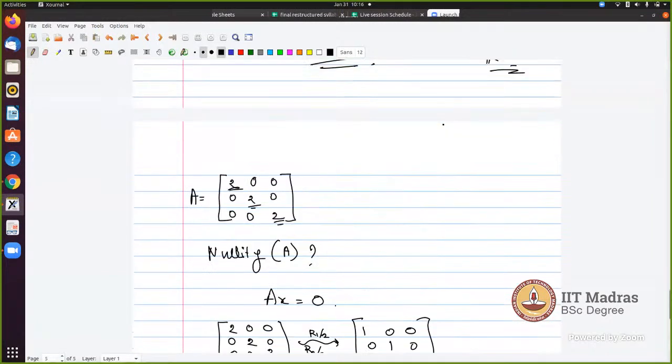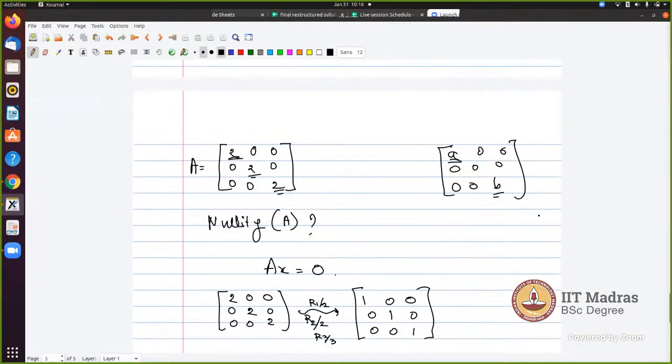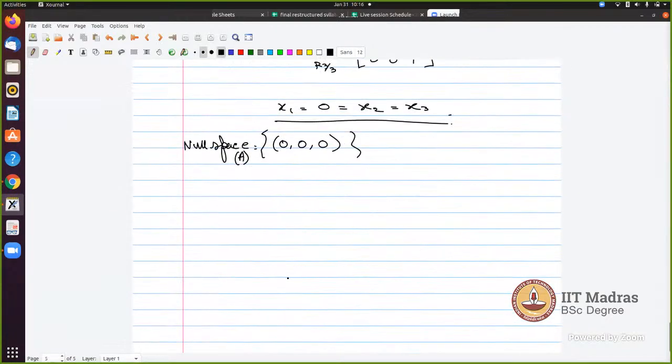But it depends, sir. For a diagonal matrix, this type of case can happen, right? One element can be 0. Yes, sir. So the trivial solution is there, and the number of non-zero elements will give you the rank.